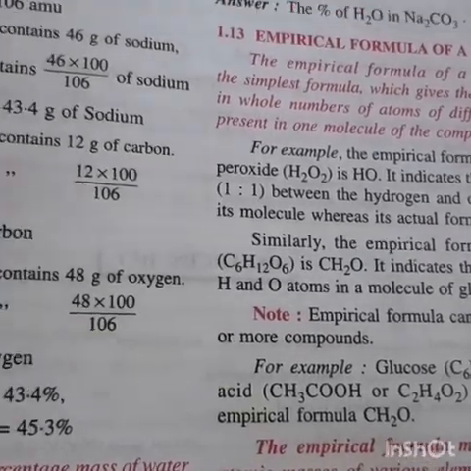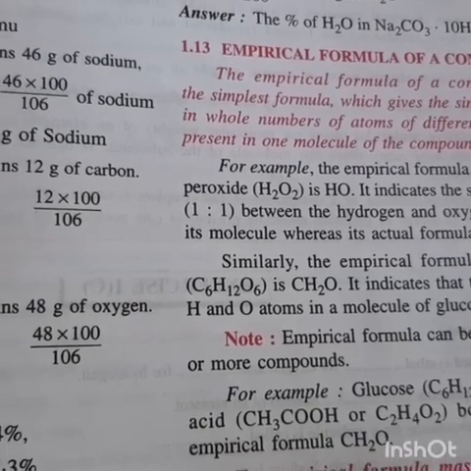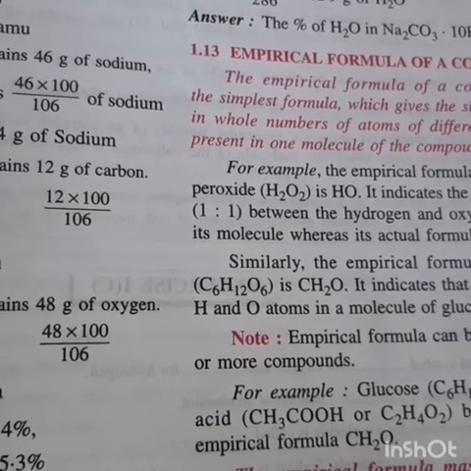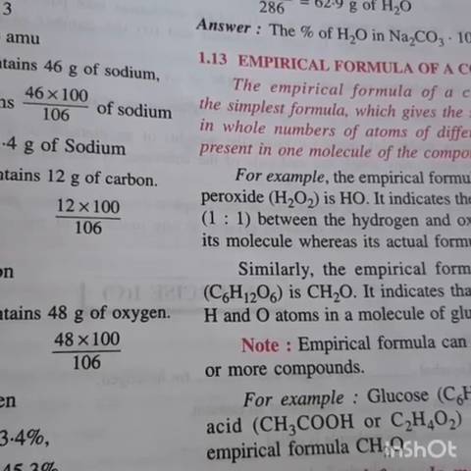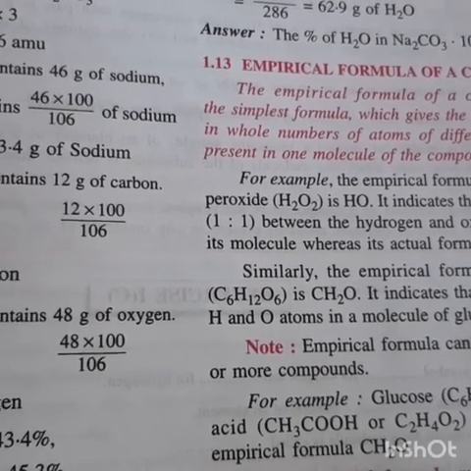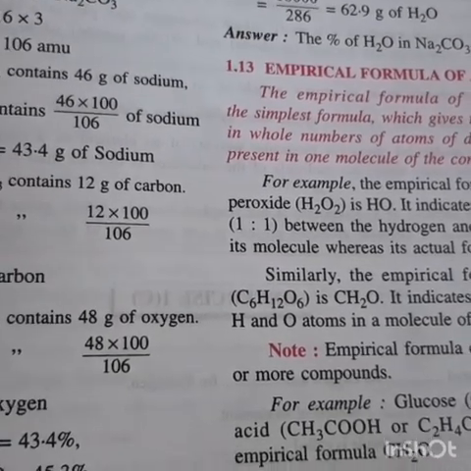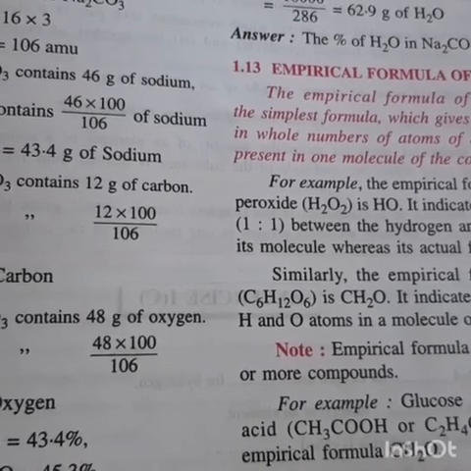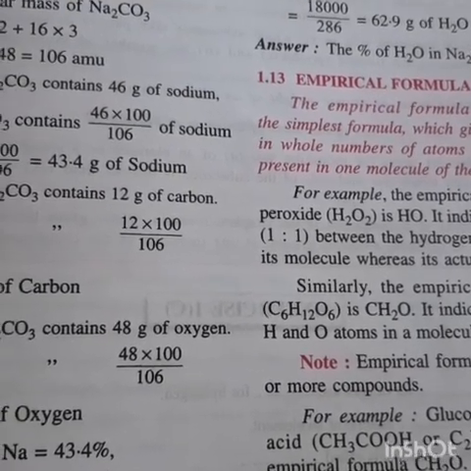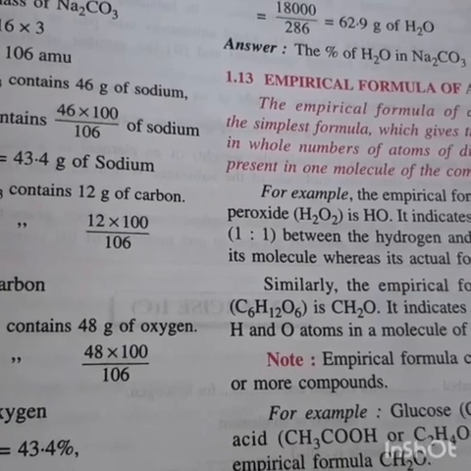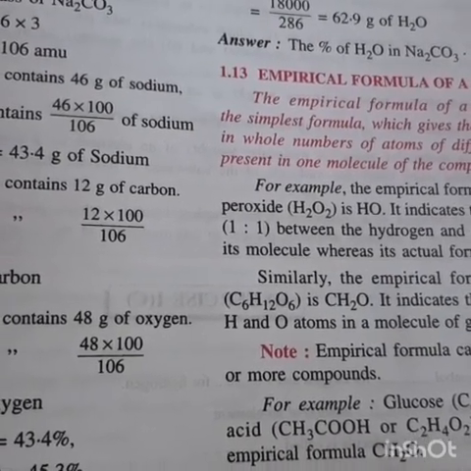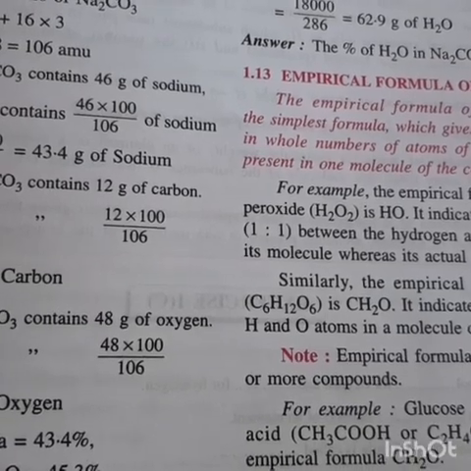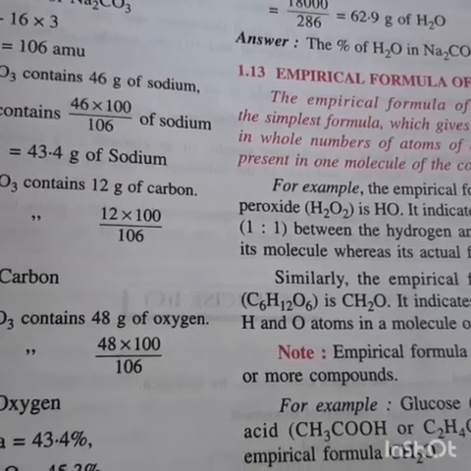For example, I have the molecular formula of hydrogen peroxide. It is H2O2. What is common in H2O2? 2. If I divide by 2, it will be H1 and O1. So it is a whole number ratio, H1O1. So the simplest ratio of the atoms present in the molecule, we call the empirical formula. So I'll say the empirical formula of hydrogen peroxide will be HO.